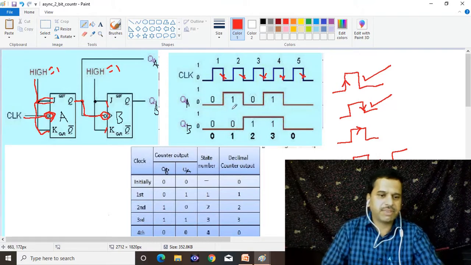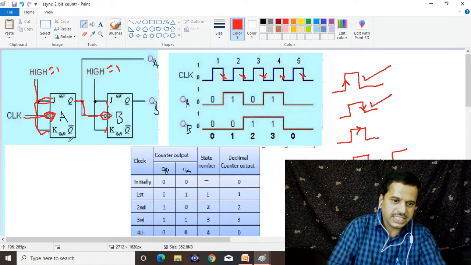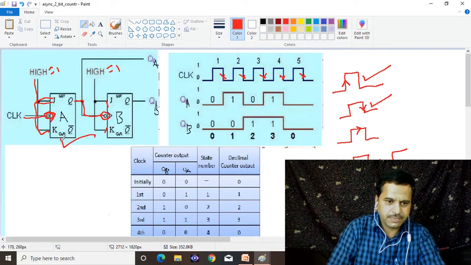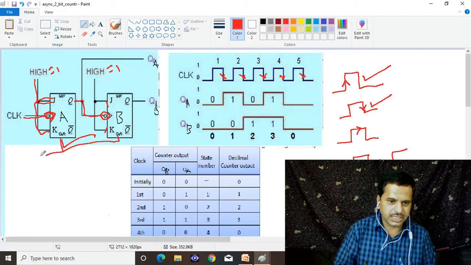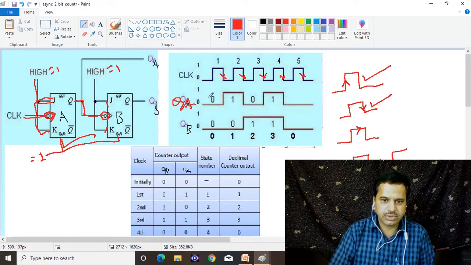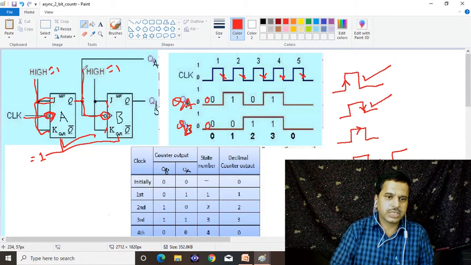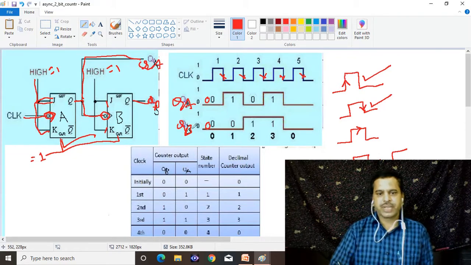Now see the working of this flip-flop. How does it work here? Initially it is reset. This is a clear pin that is connected here. Initially reset is equal to 1. When the flip-flop is cleared, the outputs of the flip-flops, QA is equal to 0 and QB is equal to 0. The outputs QA and QB are both 0.